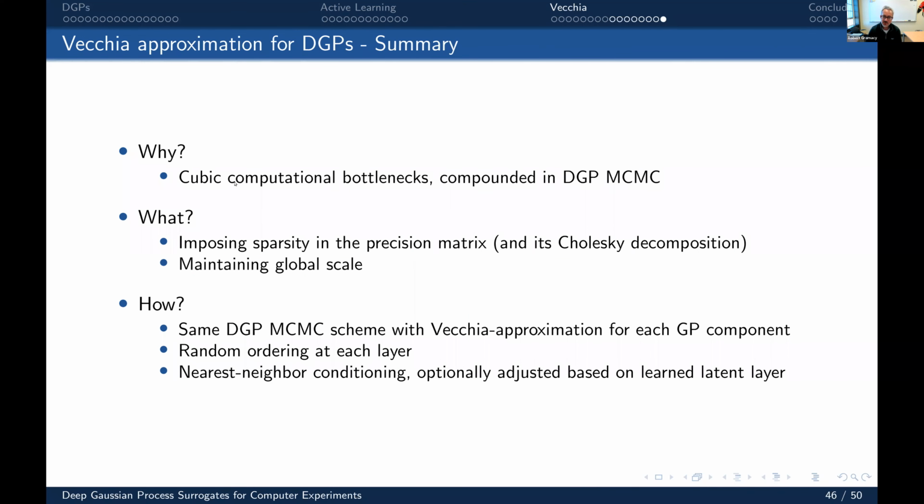Gaussian processes have cubic computational bottlenecks, and those are compounded in deep Gaussian processes, but the Vecchia approximation is very plug and play. And we were able to plug it into our deep Gaussian process and get dramatic speed ups with high accuracy in our out of sample exercises.